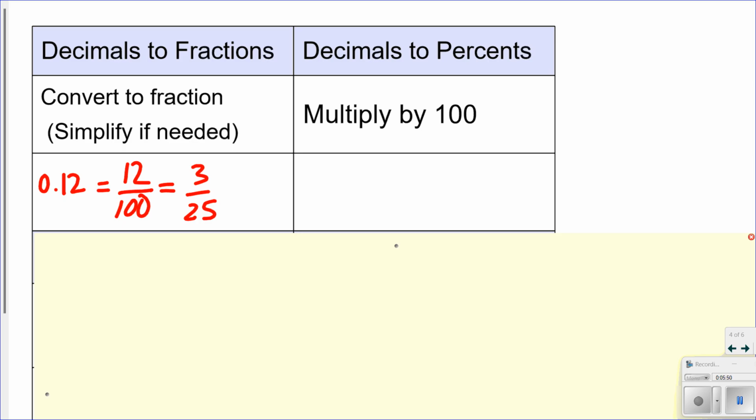And then maybe the easiest one, converting a decimal to a percent, you just multiply the decimal by 100. So if I have 37 hundredths, I multiply it by 100, that is 37%.